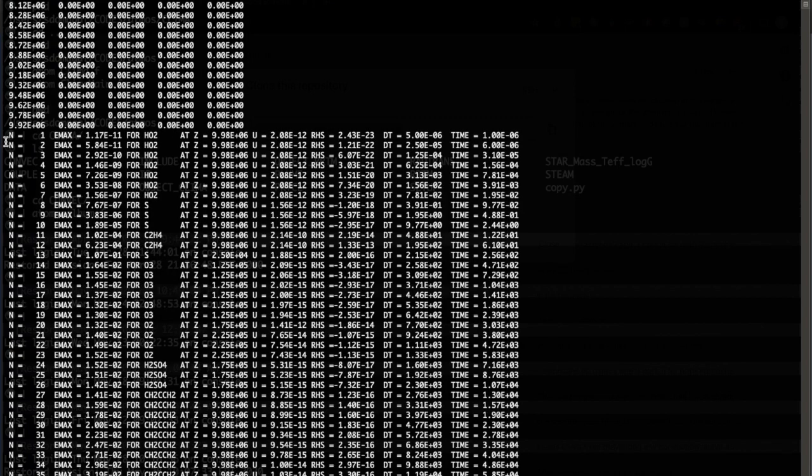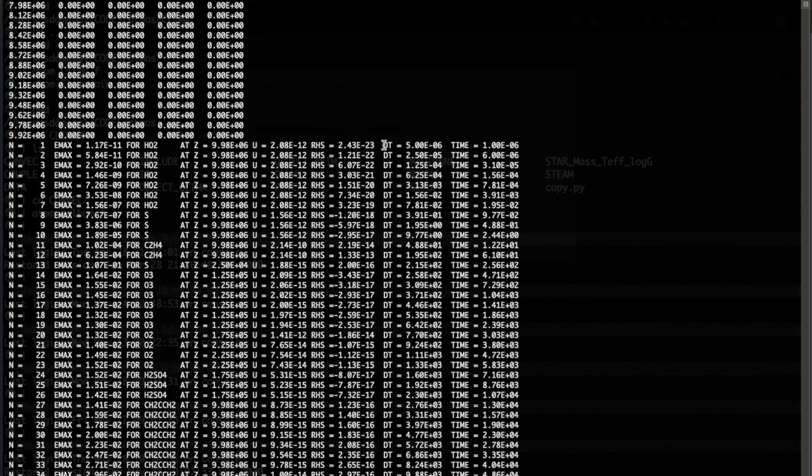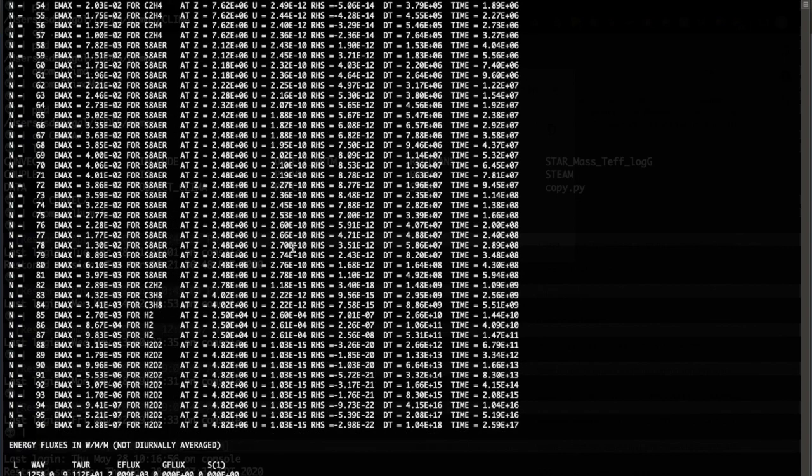Then it gets into the time stepper, which I described before. This tells you which time step you're at, and the relative change of the least stable molecule. It tells you what that least stable molecule is, at which layer it is the least stable molecule, the concentration of that species at that layer, and the predicted change in that concentration for the next time step. This is then the resulting predicted next time step and the total model runtime.